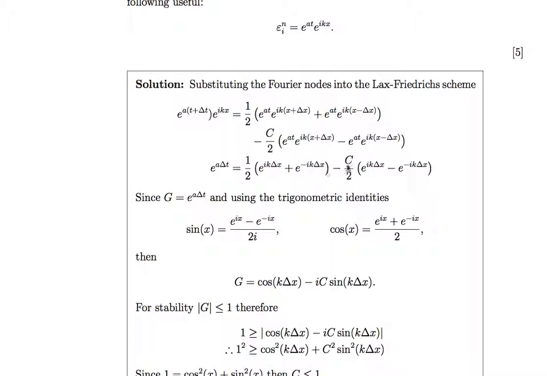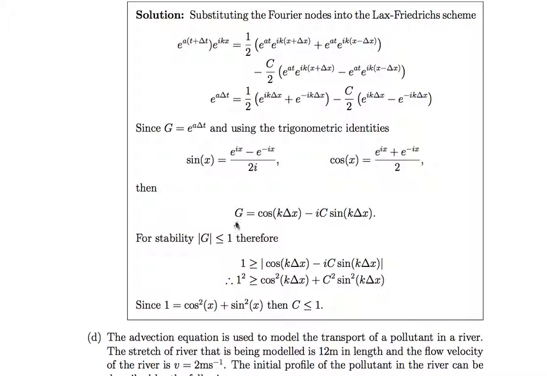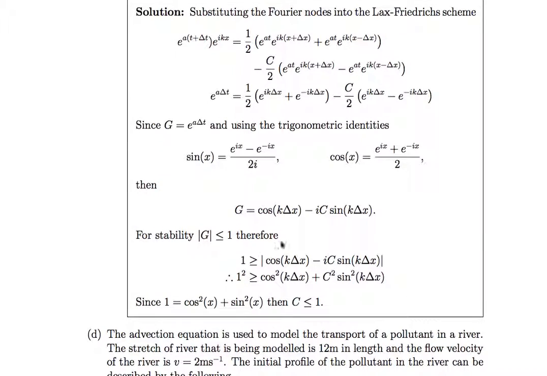Okay, so what we need to do is find the values of c where this whole right hand side is less than or equal to 1. To get rid of the imaginary values, you can see we've got these values i, which are the square root of minus 1. We can substitute in the trigonometric identities, sine and cosine, and so g is equal to cos k delta x minus i c sin k delta x. And for stability, the magnitude of this right hand side is going to be less than or equal to 1.